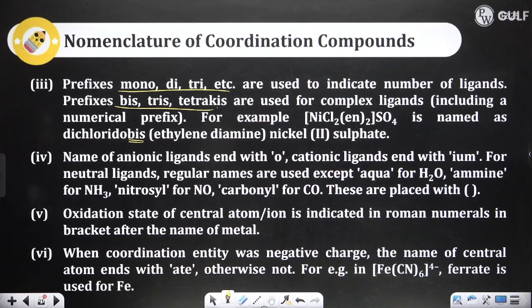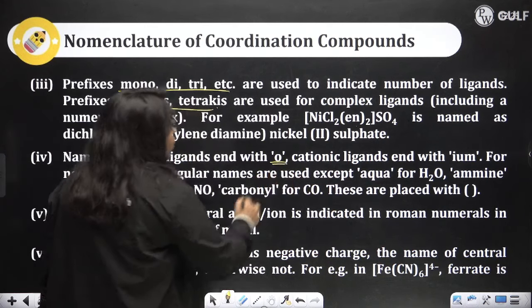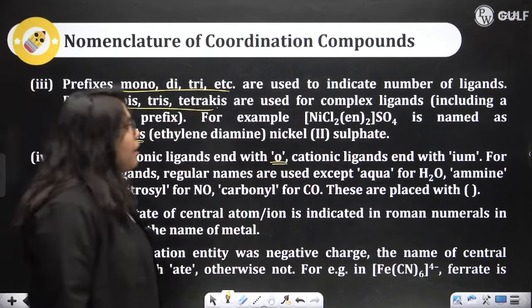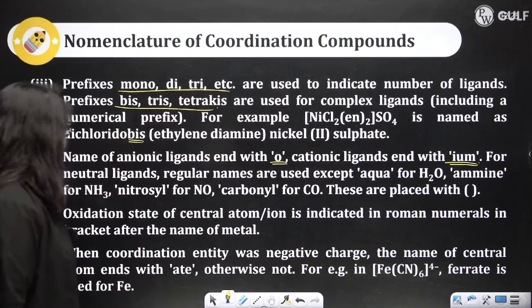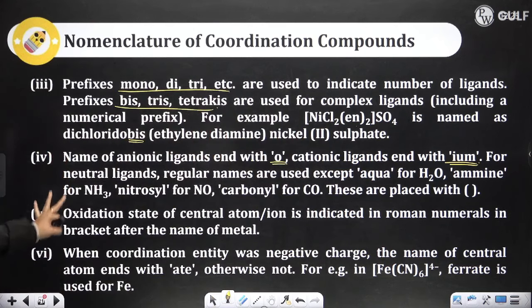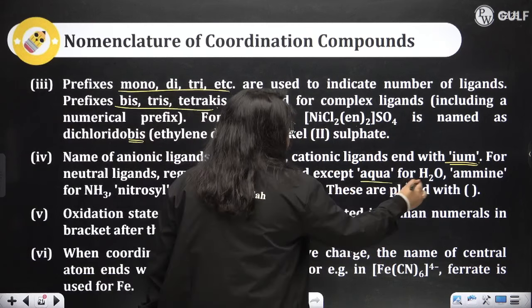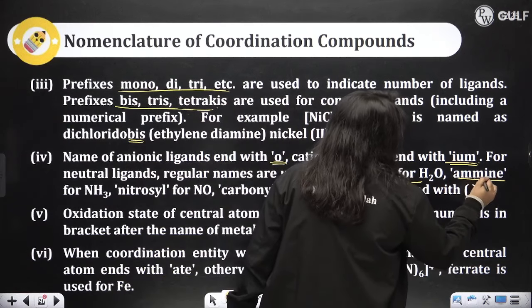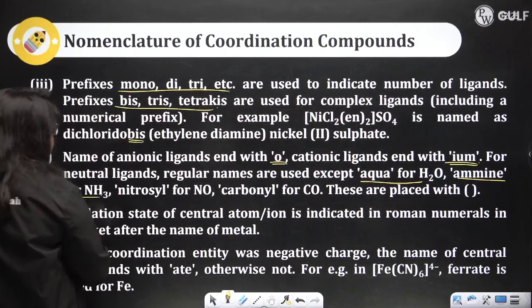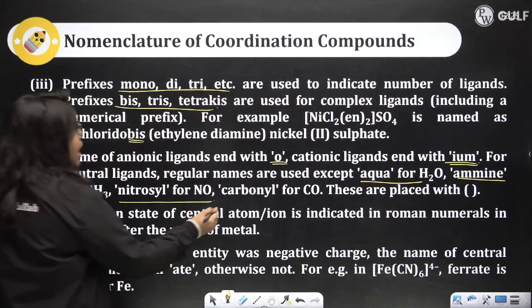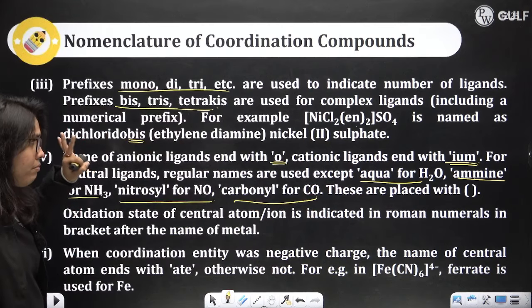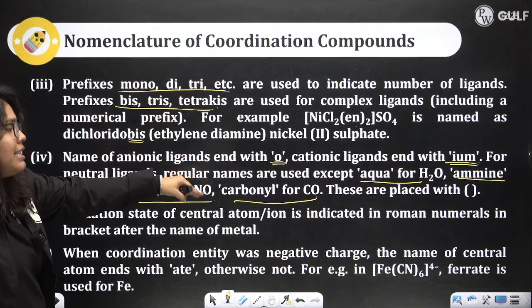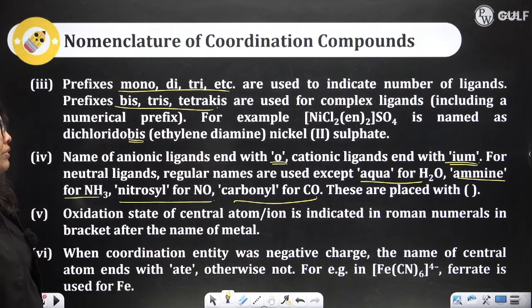Right? Now, names of anionic ligands end with O. For example, chloride, Cl minus, chlorido. Right? And cationic ligands will end with ium. For neutral ligands, aqua is for water, ammine, double M, is for NH3, right? And nitrosyl is for NO, carbonyl is for CO. These you need to remember. And these are placed in parentheses.